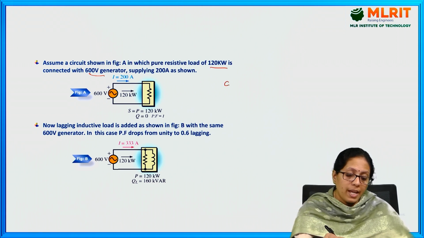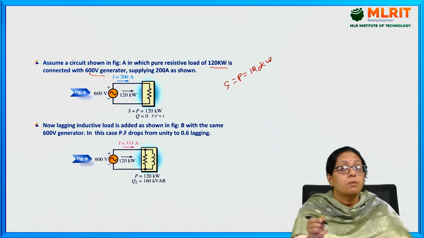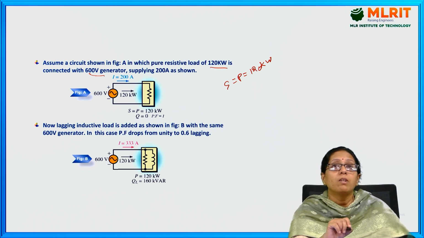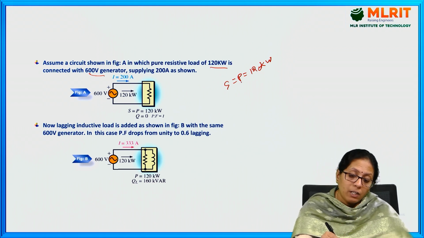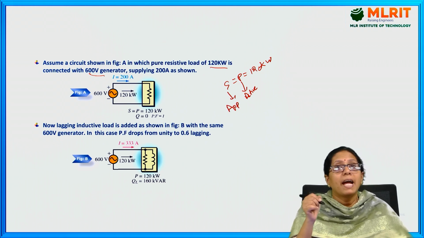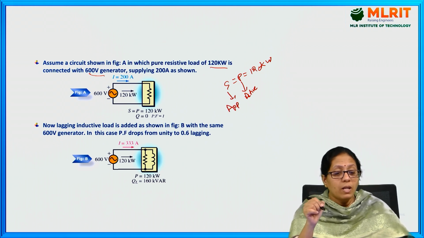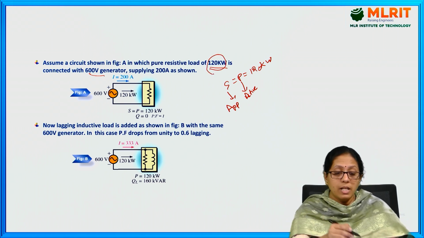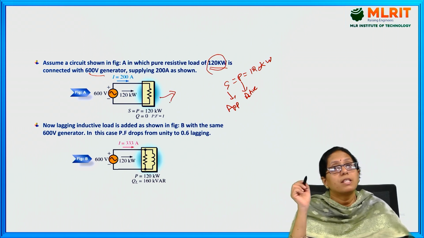So S is equal to P is equal to 120 kilowatts. Because it is pure resistive load, there will be no reactive power. There will be the active power. This is your active power. This is your apparent power. Both active and apparent powers are equal, and that is equal to this 120 kilowatts. That is for pure resistive load.